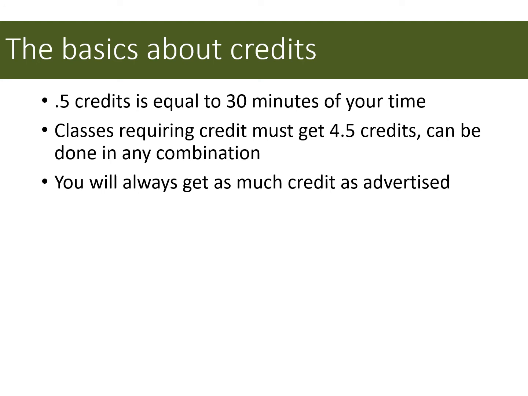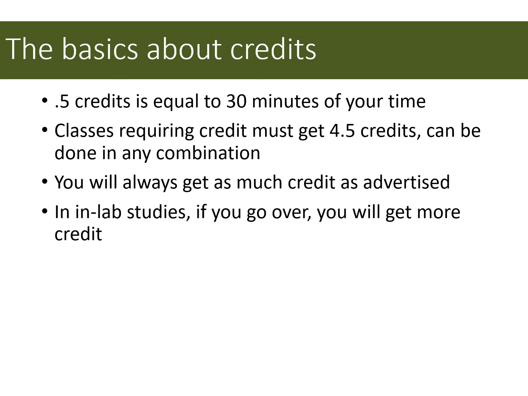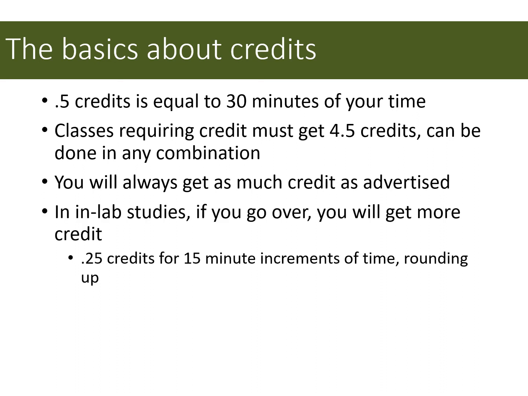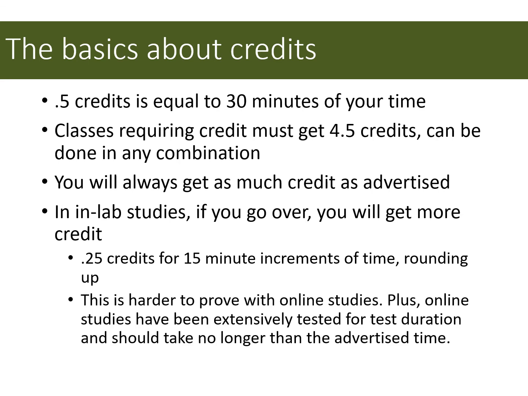So if a study is expected to take 30 minutes and you're supposed to get 0.5 credits and it only takes you 25, you still get the 0.5 credits. And in in-lab studies, if you go over, you will get more credit. So for every 15-minute increment of time, you'll get 0.25 credits, rounding up in time. So if you end up taking 20 minutes, then we end up giving you 0.5 credits extra. This is harder to prove with online studies. Plus, online studies have been extensively tested for test duration and should take no longer than the advertised time.